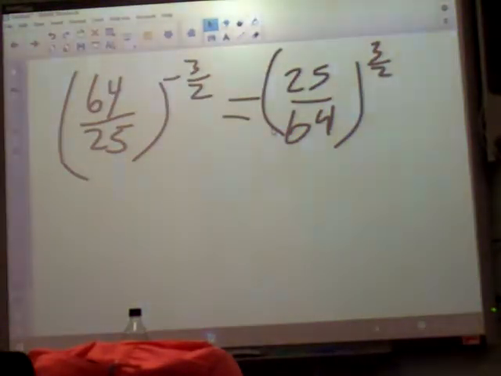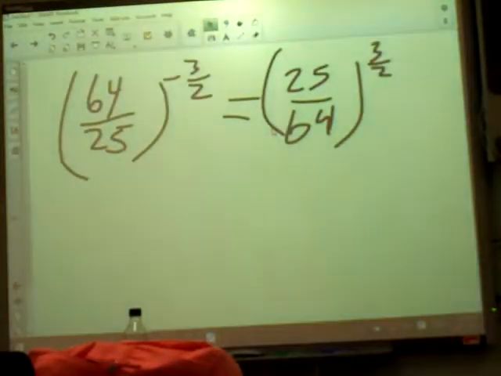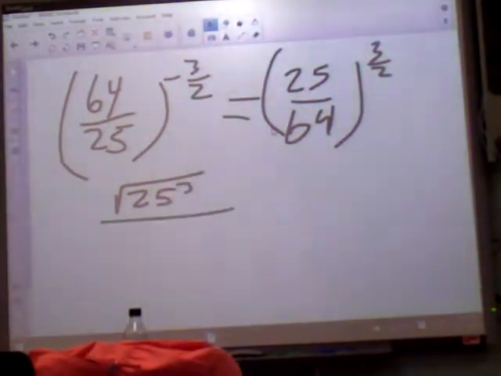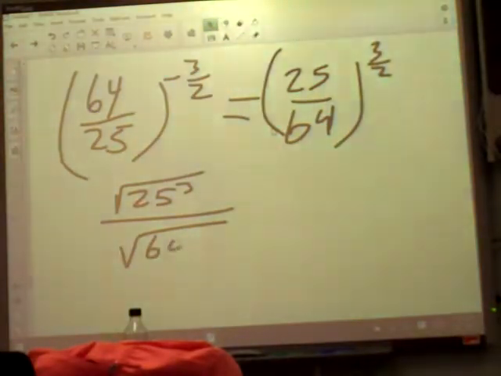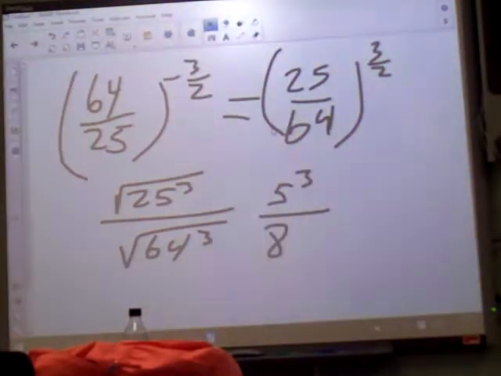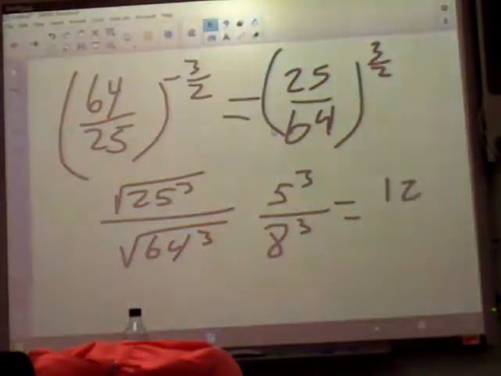Now we have to do the 3/2 power to both of them, the top and the bottom. We made it a positive when we flipped it. So 25 to the 3/2 power, that's the square root of 25 cubed. 64 to the 3/2 power, that's the square root of 64 cubed. Square root of 25 is 5, and then we got to cube that. Square root of 64 is 8, and then we got to cube that. The cube of 5 we've already used once today.